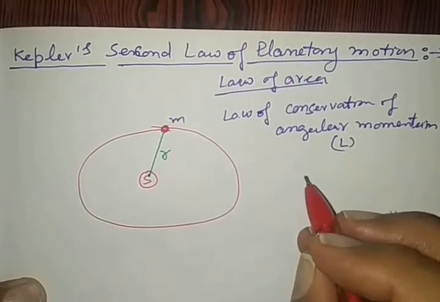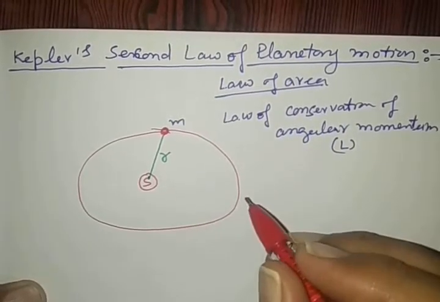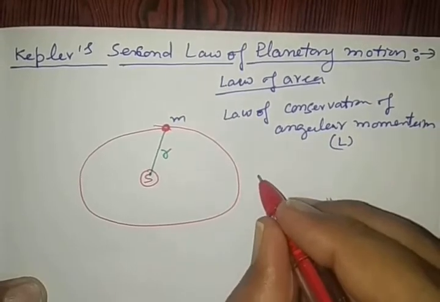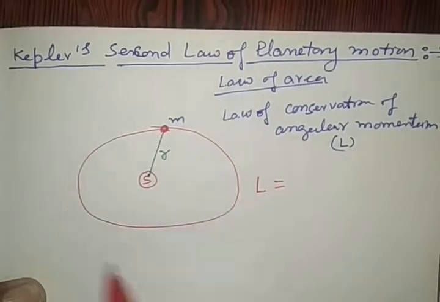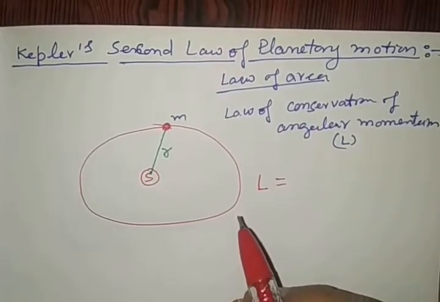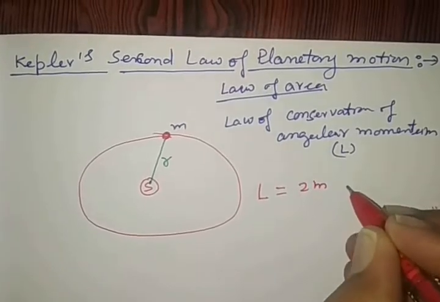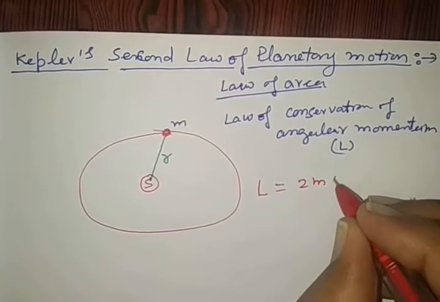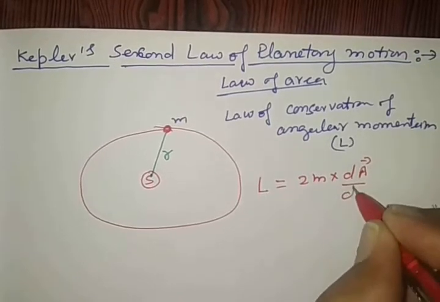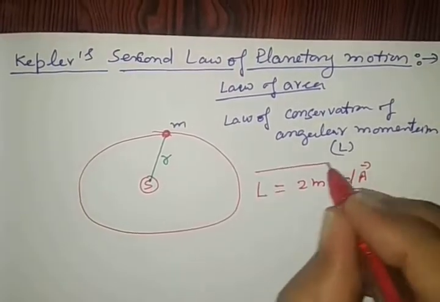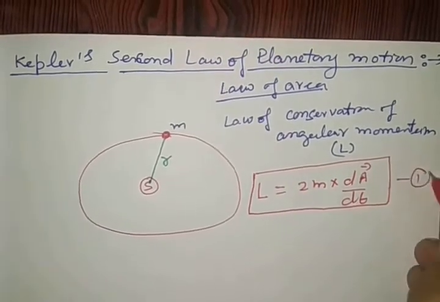When Earth revolves around it in a circular path, by geometrical interpretation, as we have seen in a previous lecture, when a particle revolves around the axis of rotation, L is given by twice the mass of the particle into dA by dt. It is represented here in this equation by 1.